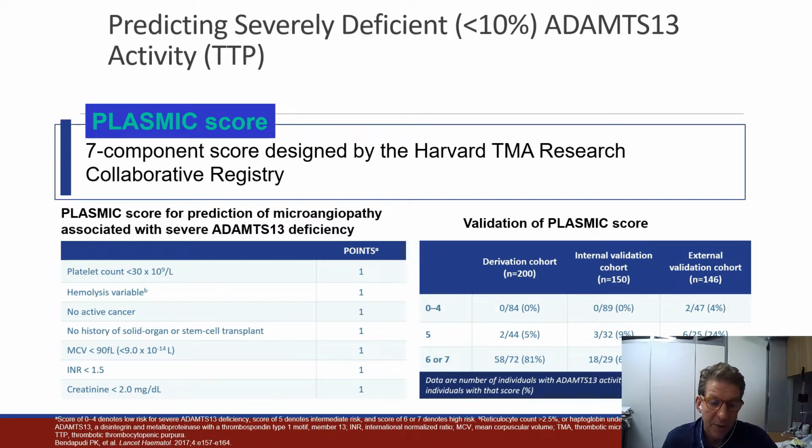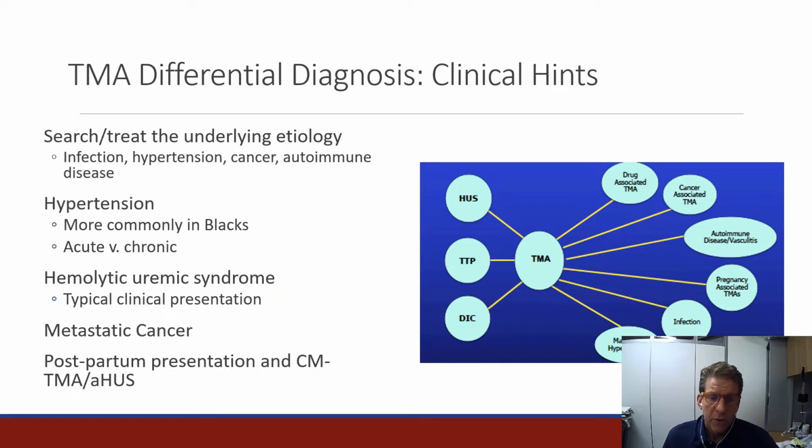So you can see very quickly, with a platelet count less than 30,000 and the serum creatinine less than 2, as in the previous data I showed, with evidence of hemolysis, and no cancer or organ transplant or stem cell transplant to explain the presentation, you can very quickly get into the intermediate or high risk for severe ADAMTS13 deficiency. And these are exactly the patients you need to start empiric exchange therapy until you get the ADAMTS13 activity back from them. So there are some TMA differential diagnosis clinical hints or pearls that I can give you, things that we think about in addition to the platelet count and the serum creatinine.